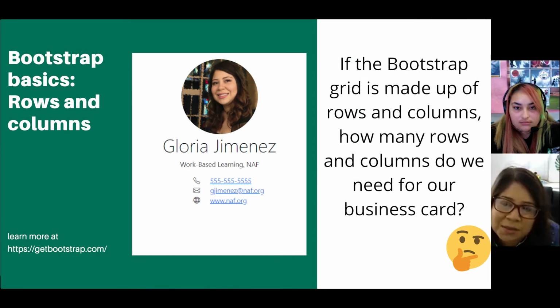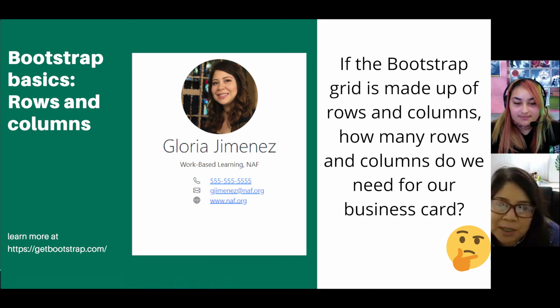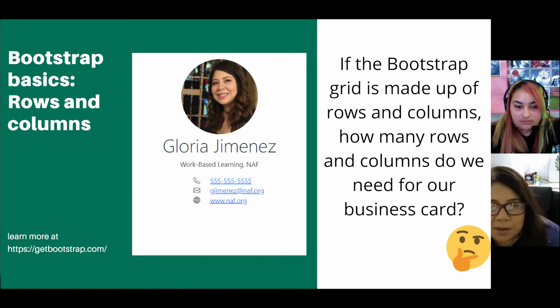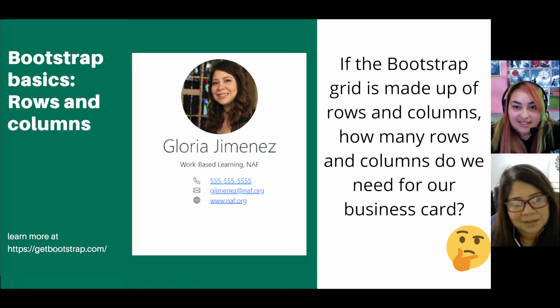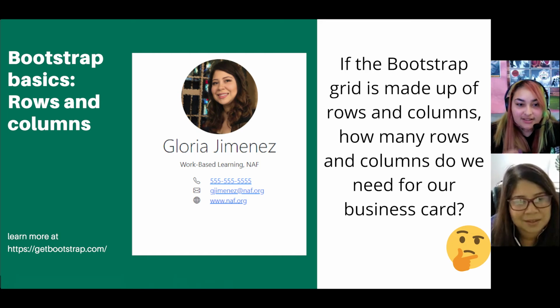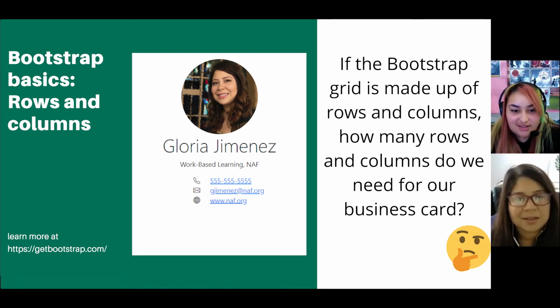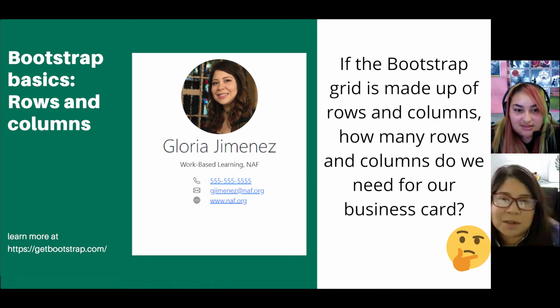So here's a question for you, Alana. If the Bootstrap grid is made up of rows and columns, how many rows and columns do you think we need for our business card? Or how would we break it up into rows and columns? For our business card, well, the one that you have already made, it looks like it has 1 column and about 6 rows. Okay, so here's one piece of content, another piece of content, and they're stacked on top of each other. So you're right.